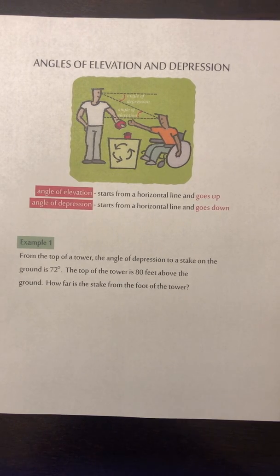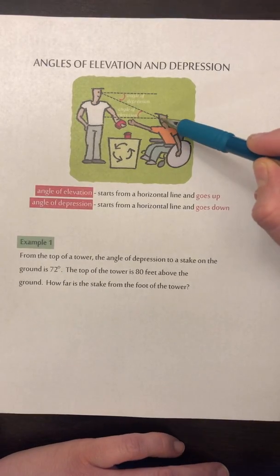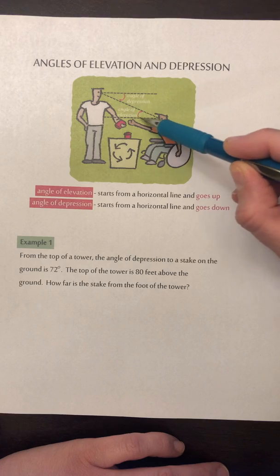For both of these, and it's important to remember this, they both start from a horizontal line. An angle of elevation is going to go up from your horizontal line, and an angle of depression is going to go down from your horizontal line.